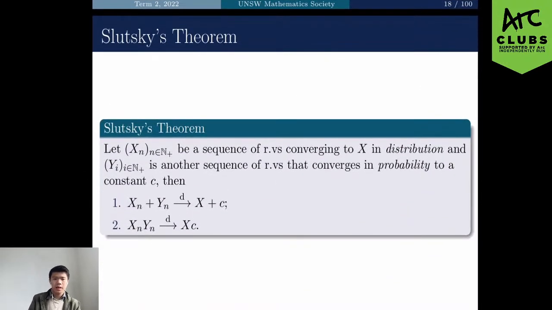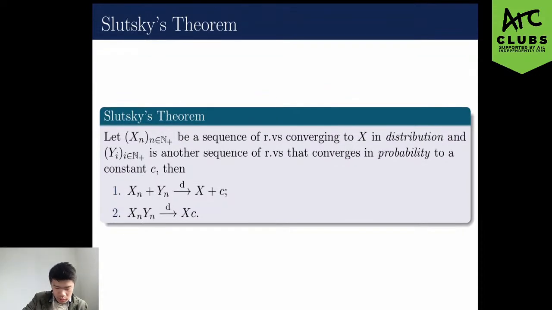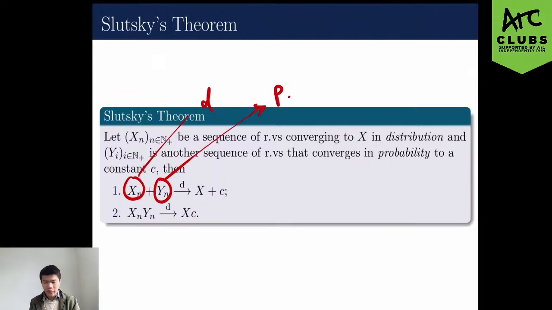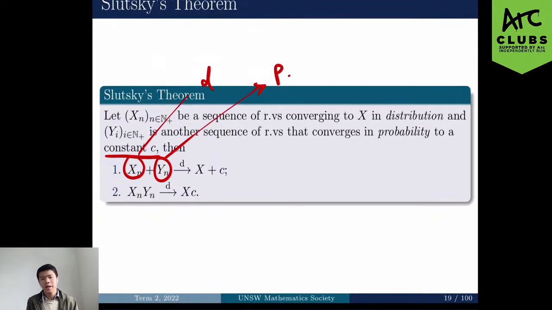Okay, this is Slutsky's theorem, and this theorem is talking about two random variables that converge in different ways. So xn converges in distribution, and yn converges in probability, and specifically, yn converges to a constant. Basically, what Slutsky is saying is that if you add these two, you still get convergence in distribution, but this time to x plus the constant.